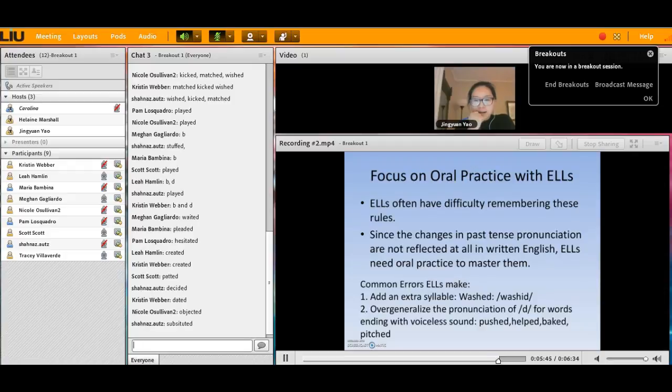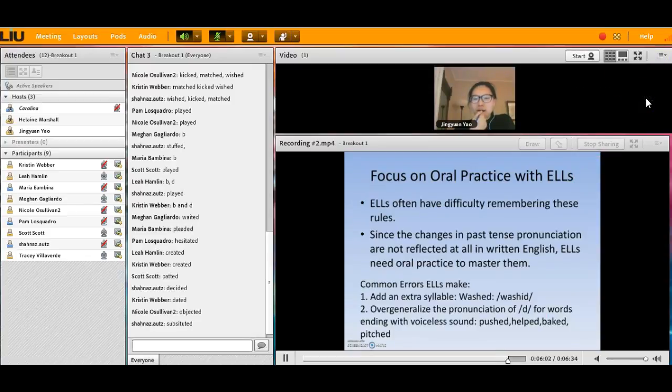So the first one is to add an extra syllable. For example, instead of saying washed, I always may say washid. And the second one is to overgeneralize the pronunciation of the words ending with voiceless sound. For example, instead of saying pushed, it will say pushid. Helped, it will say helpid.